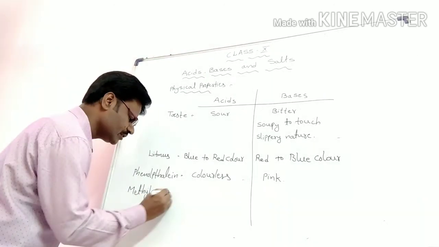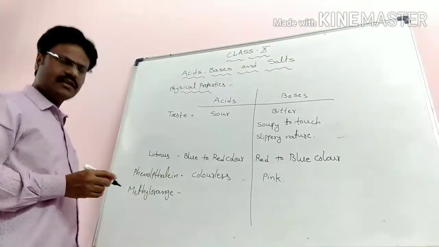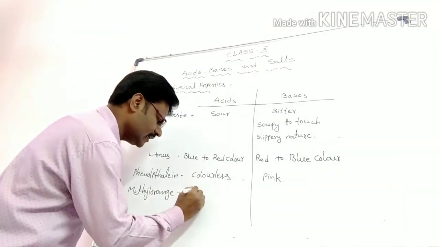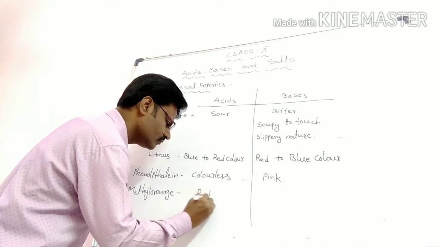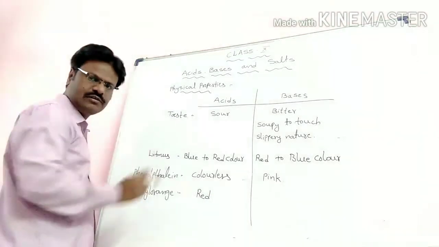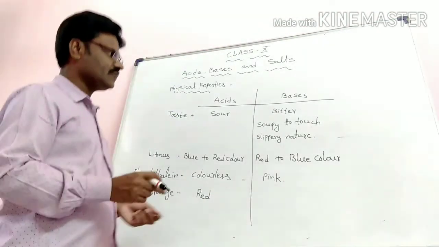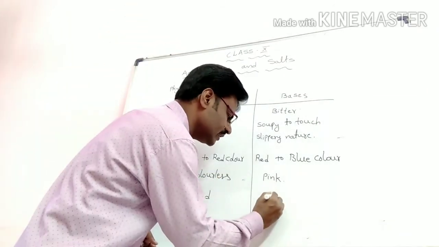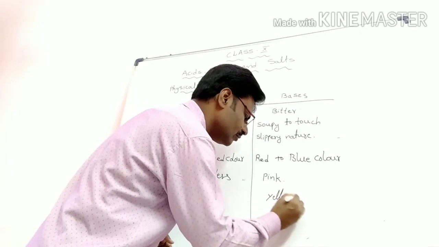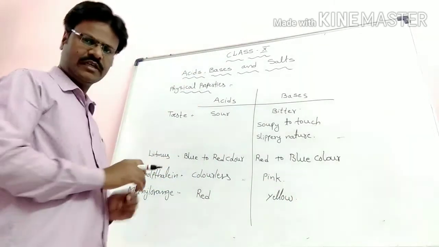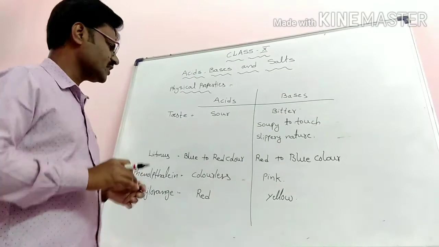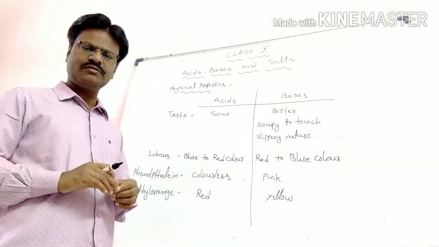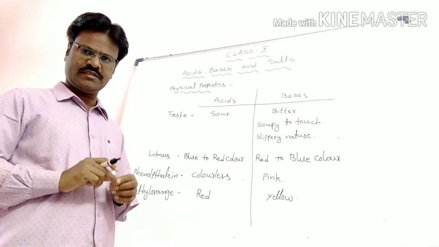And methyl orange indicator. If you add methyl orange indicator to acids, it changes into red color. If you add methyl orange to bases, it changes to yellow color. So these are some of the physical properties, with which we can easily identify the nature of acids and bases.